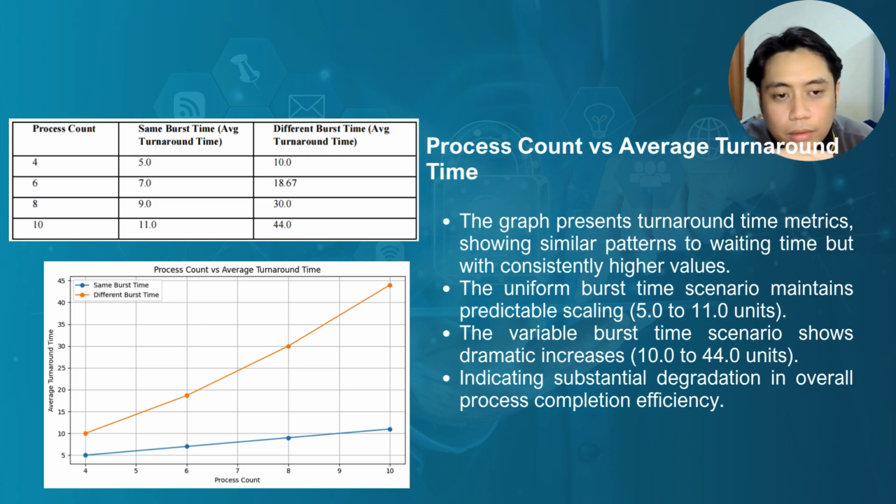Next is the slide for the process count versus the turnaround time. The graph represents the turnaround time metric, showing a similar pattern to waiting time but with consistently higher values. In the same burst time scenario, it's predictable, from 5 units at 4 processors to 11 at 10, but in mixed burst, turnaround time goes from 10 to 44 units. That's a 340% increase, further proving that FCFS, first come first serve, struggles with non-uniform workloads.